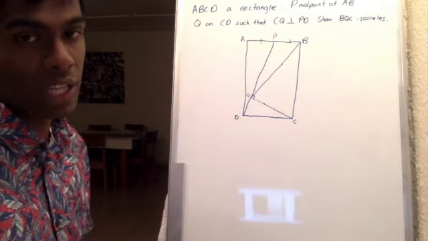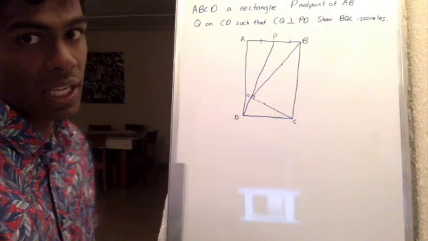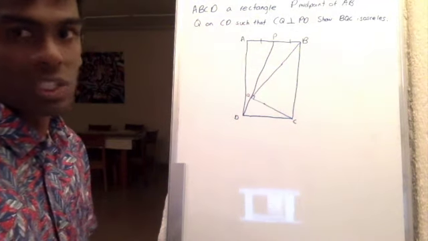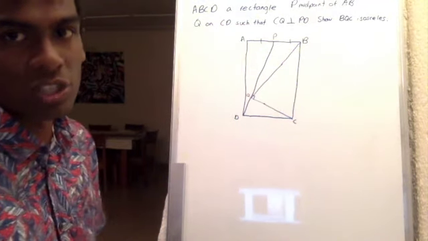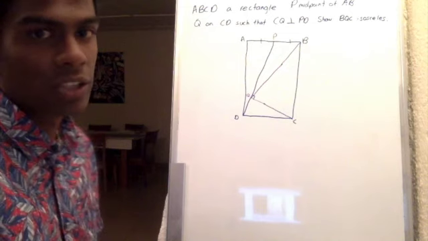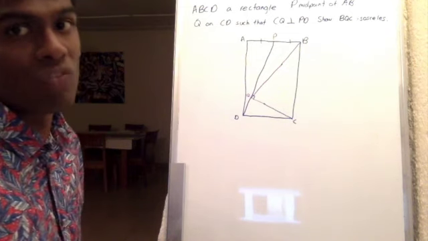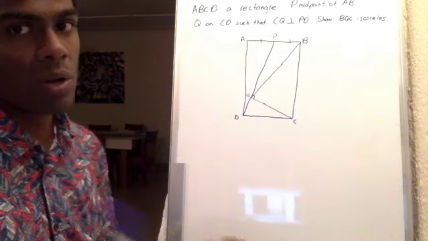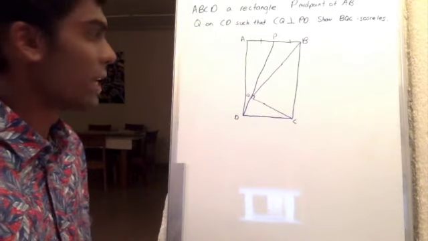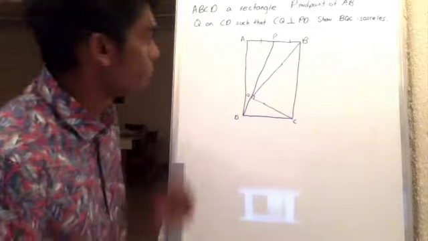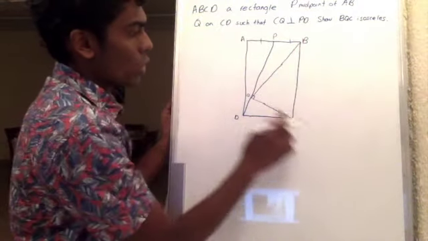So today we're going to do the normal geometry Euclidean solution, which just uses angles and similar triangles, cyclic quadrilaterals. And then tomorrow I'm going to try and show you a solution using vectors, which is a different way of proving things in geometry. So this question, we're trying to show that BQC is isosceles.